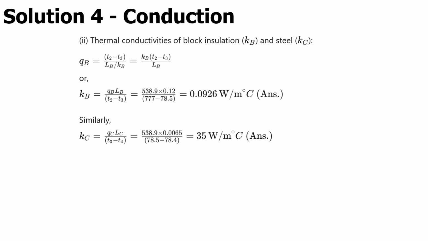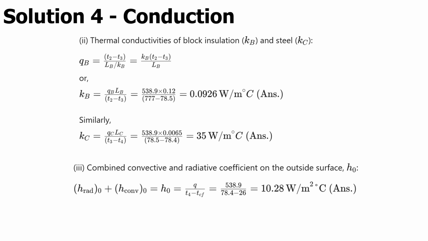Now let's find the combined convective and radiative heat transfer coefficient on the outside surface, denoted as HO. The combined coefficient is equal to the total heat flux Q divided by the temperature difference between the outer surface, T4, and the cold fluid, TCF. And when we substitute the values and calculate, we get HO to be equal to approximately 10.28 watts per square meter degrees Celsius.